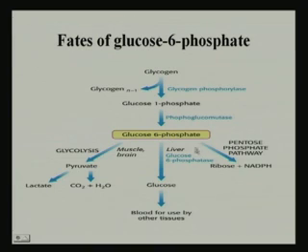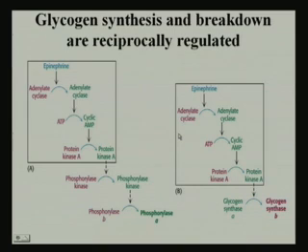Glucose 6 phosphate can also enter the pentose phosphate pathway, where we have learnt how it is converted to the 5 carbon sugar, ribose sugar, and NADPH. So, this is the overall fate of glucose 6 phosphate in the cell. Now, if we see glycogen synthesis and breakdown, we can find that these are reciprocally regulated within the cell.